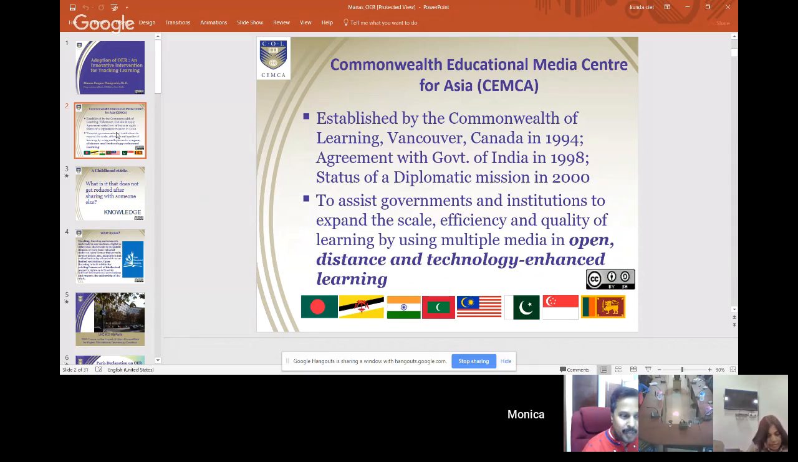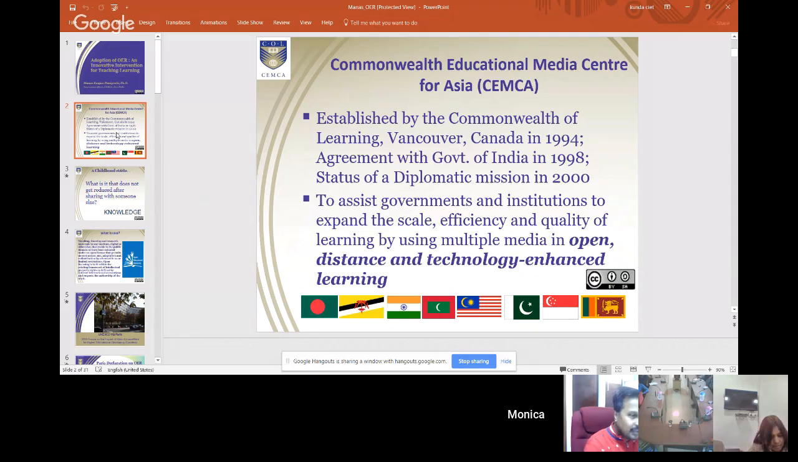This is the main motto of this organization: to assist Commonwealth governments and institutions to expand the scale, efficiency, equality and quality of learning by using different media and different ICT modes for teaching and learning, which we can say is open, distance and technology-enabled learning. These are the Commonwealth countries. You can see them below on my screen.